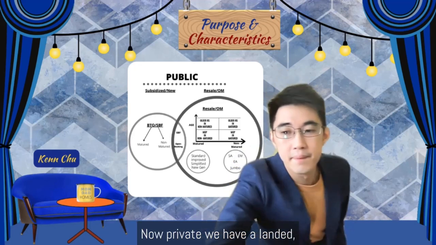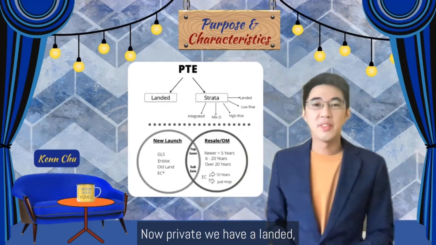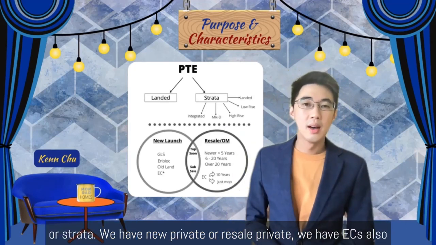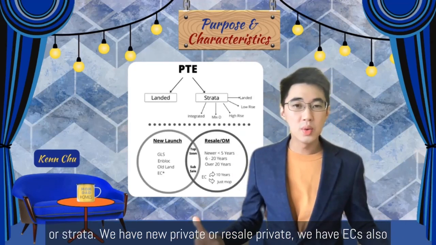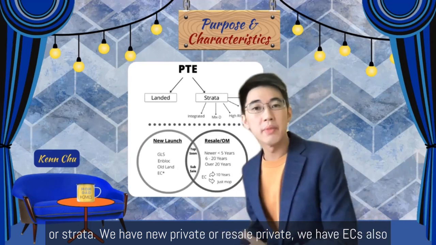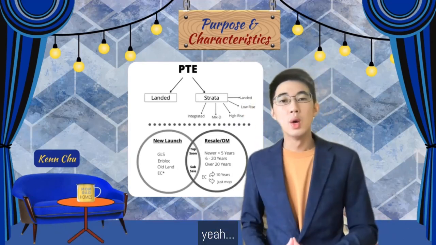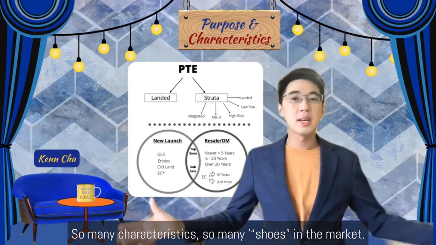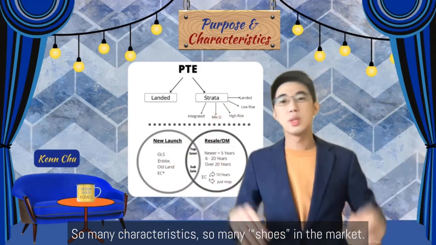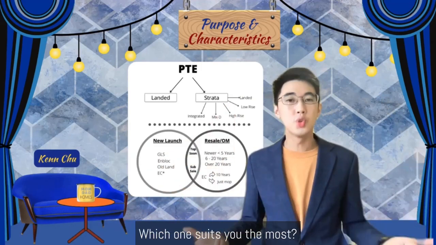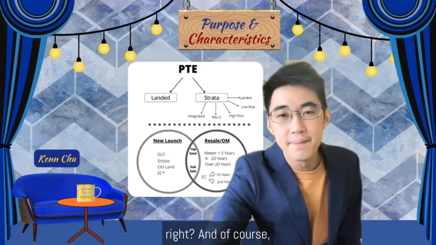All right. Now, private, we have landed, we have strata, we have new private, we have resale private, and we have ECs also. So there are so many characteristics, there are so many shoes in the market. Which one suits you the most, right?